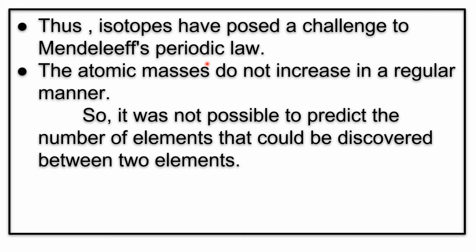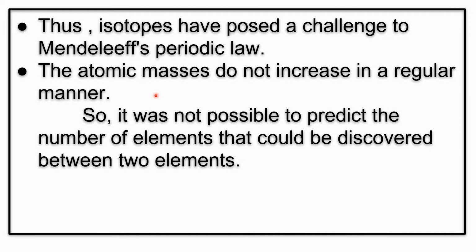That is, the existence of isotopes created a problem or confusion in placing them in Mendeleev's periodic table following Mendeleev's periodic law. And the next difficulty with the isotopes is that their atomic masses do not increase in a regular pattern. For example, with H11, H12, H13, hydrogen increases by just one unit.